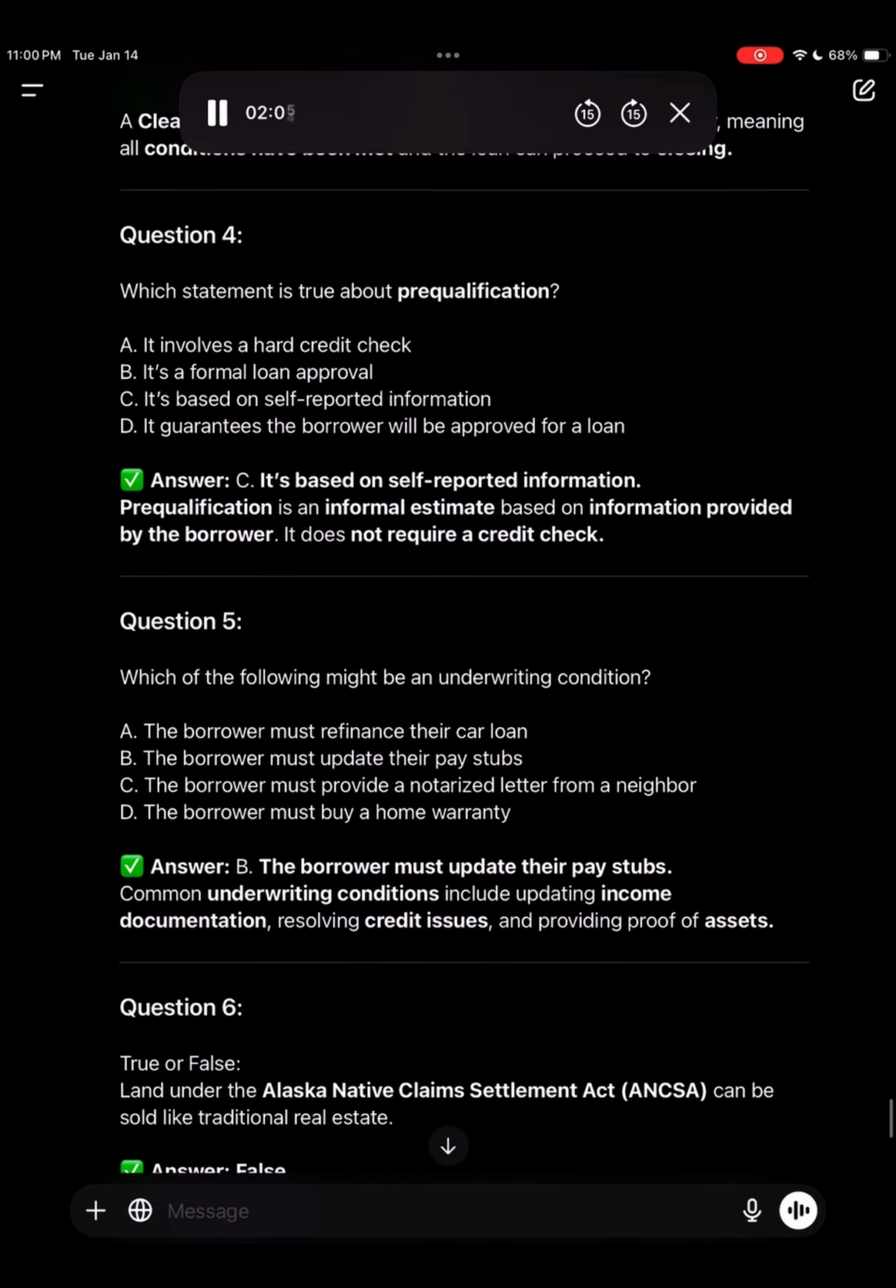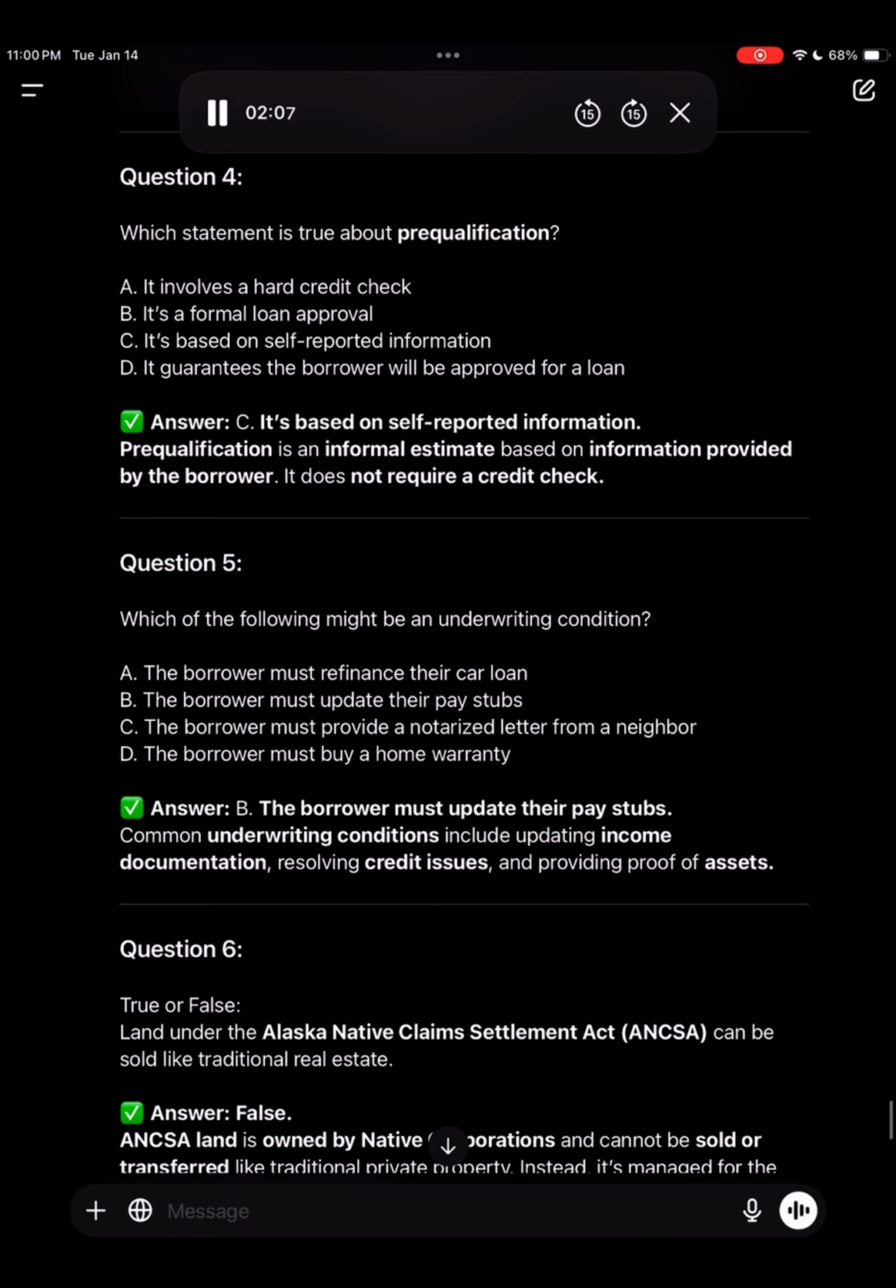Question 4. Which statement is true about pre-qualification? A. It involves a hard credit check. B. It's a formal loan approval. C. It's based on self-reported information. D. It guarantees the borrower will be approved for a loan. Answer C. It's based on self-reported information. Pre-qualification is an informal estimate based on information provided by the borrower. It does not require a credit check.